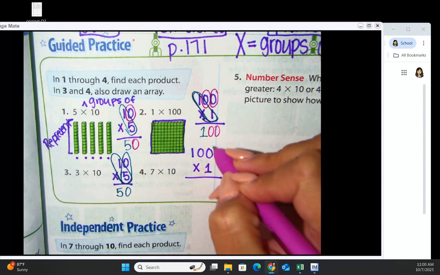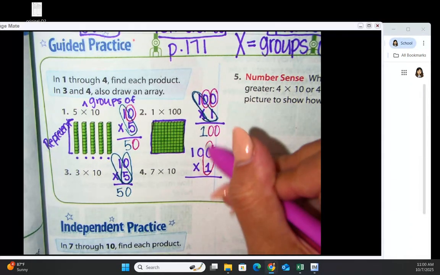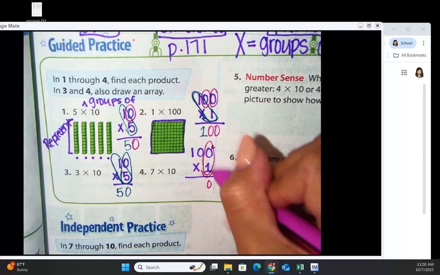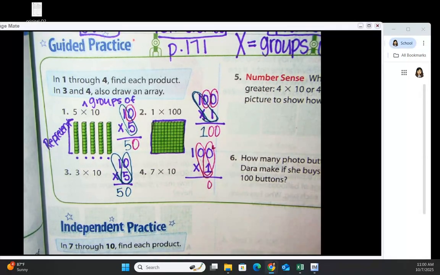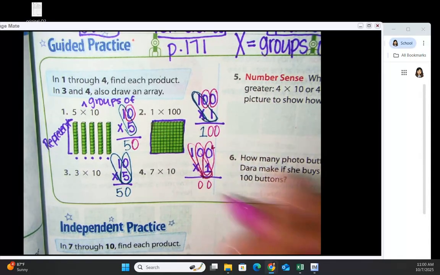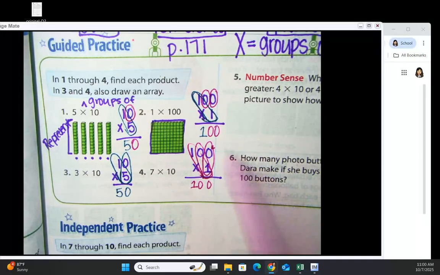I always start with the ones place. So this is 1 times 0, 0. 1 times 0, 0. 1 times 1, 1. So all of these gave me the same product.